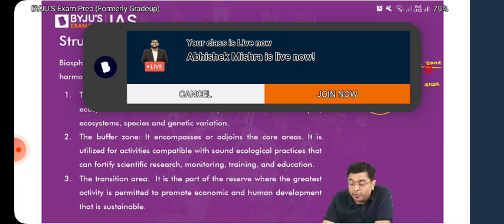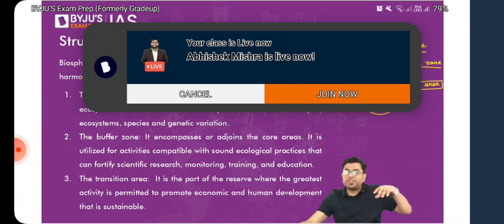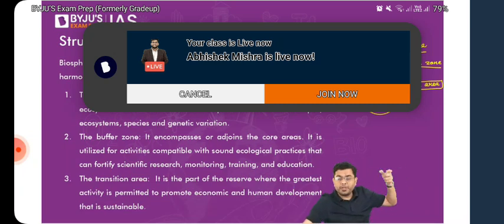The core area is completely undisturbed. Buffer zone, sustainable agriculture can be carried out, sustainable processes of water harvesting, etc. can be carried out. Researches can be carried out, various observation experiments can be carried out, and then you have a transition zone. Now that transition zone is the zone which differentiates the dense human population from the region of these protected areas. So that is the difference creator.